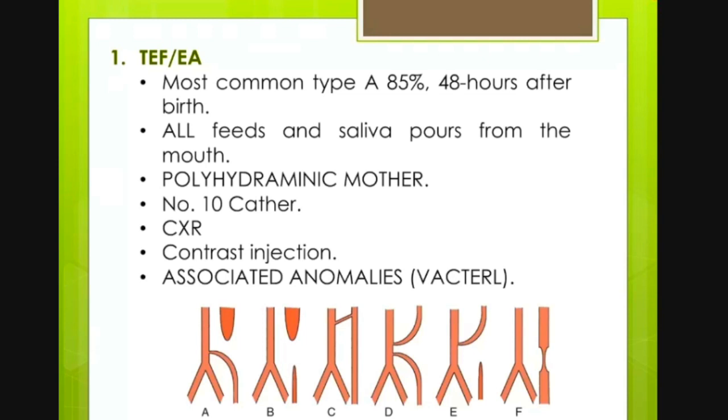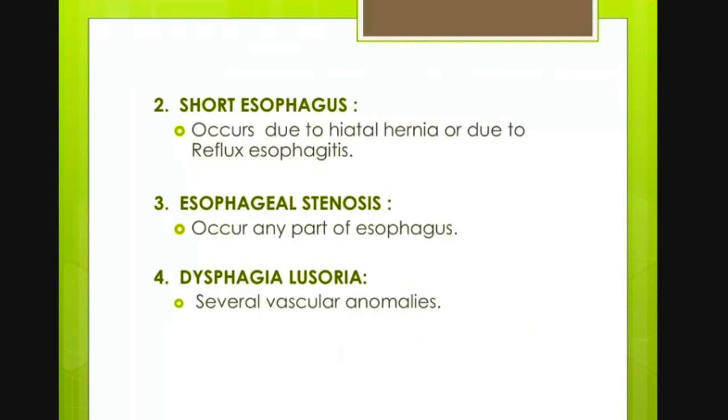C, there are cardiac anomalies; a common one is dextrocardia or VSD. And TE, this is tracheoesophageal fistula. R means a renal problem, and L means limb anomalies, either in the hand or the feet. Short esophagus occurs due to hiatal hernia or due to reflux esophagitis. Nobody knows; the cause is either hiatal hernia or reflux esophagitis.